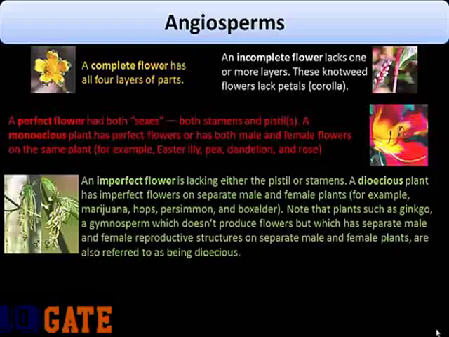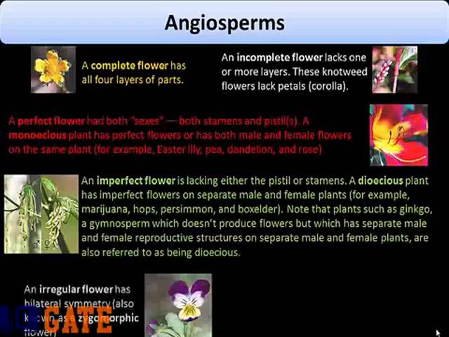Just note that plants such as ginkgo, which is a gymnosperm, which doesn't produce flowers but which has separate male and female reproductive structures on separate male and female plants, are also referred to as being dioecious.